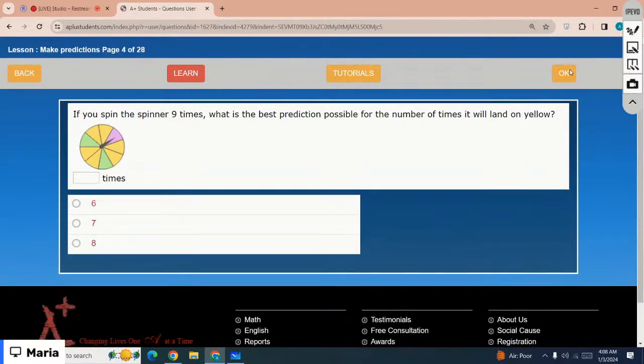If you spin the spinner 9 times, what is the best prediction possible for the number of times it will land on yellow? So which is the correct option?